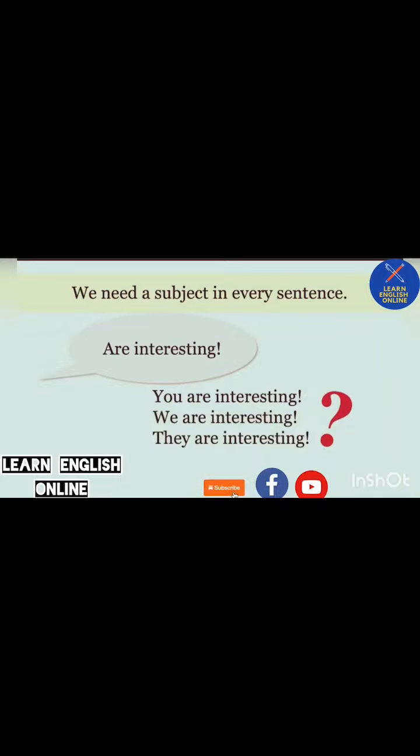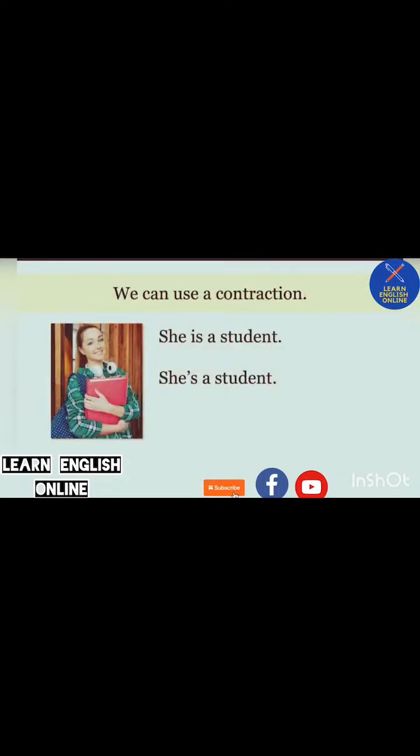Since there are only 3 forms of be, we need to include a subject in every sentence. "Are interesting" is incorrect. "Languages are interesting." Okay, let's look at one more thing about the verb be. We can use a contraction.